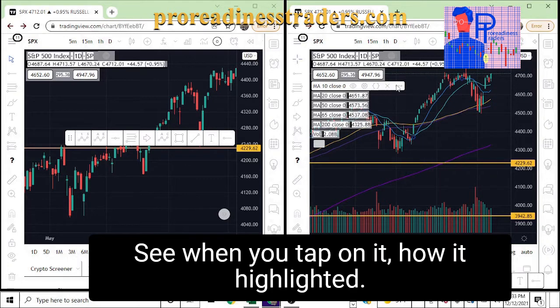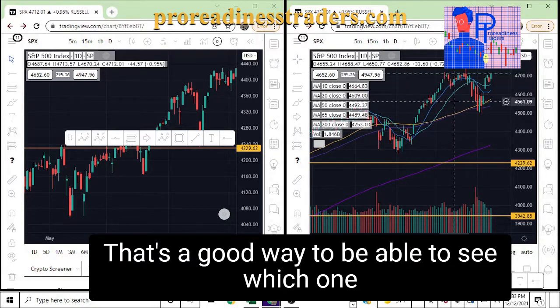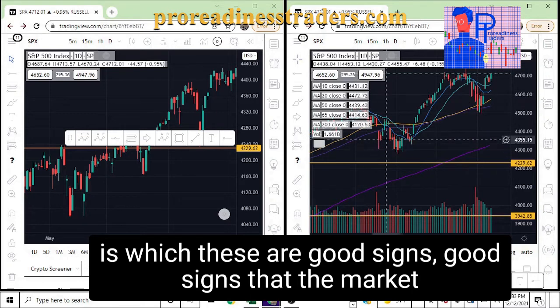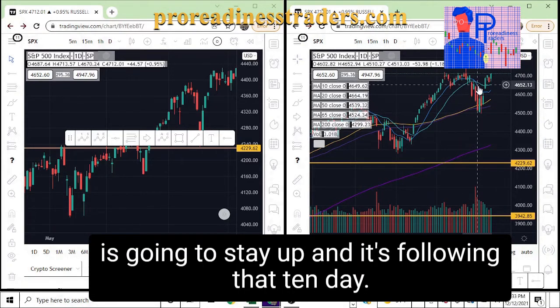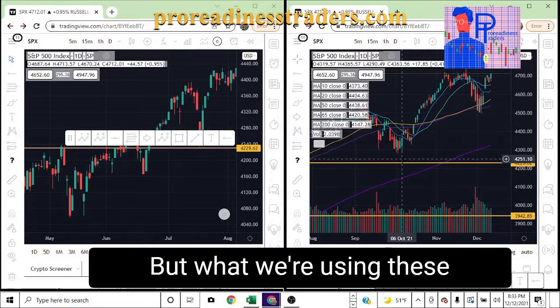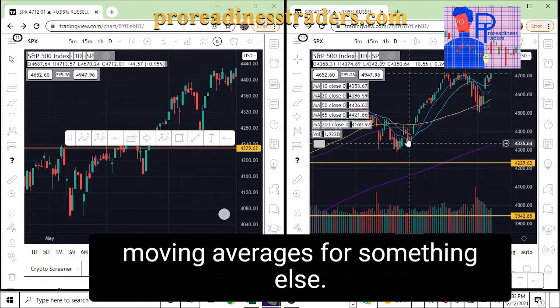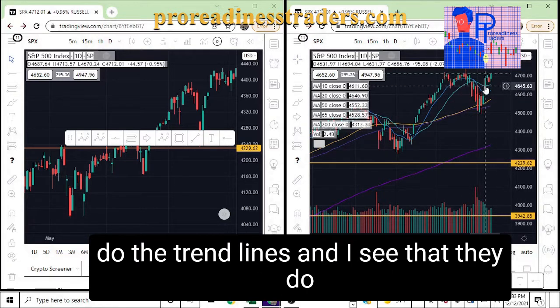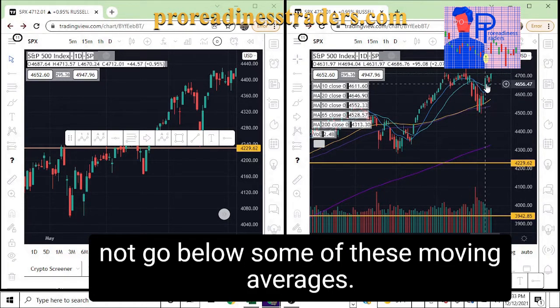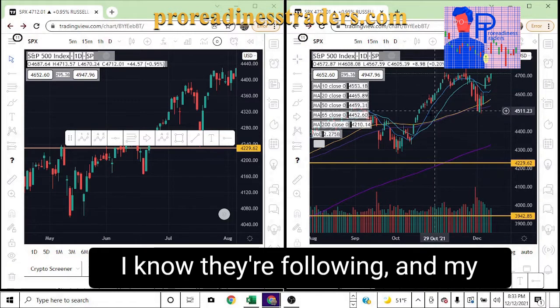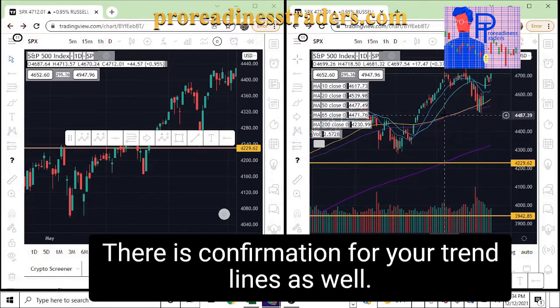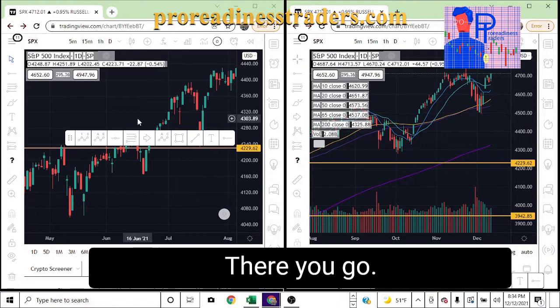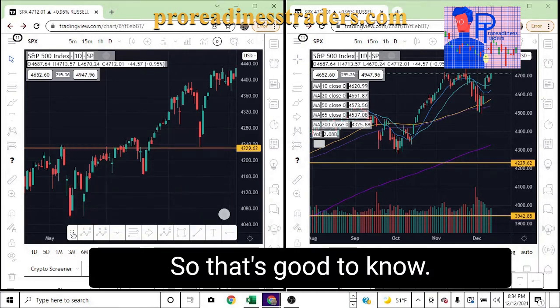See when you tap on it, how it highlighted? That's a good way to be able to see which one is which. So these are good signs that the market is going to stay up and it's following that 10-day. But these are what we're using these moving averages for, something else. I don't really rely on these moving averages when I do trend lines and I see that they do not go below some of these moving averages. And I know they're following, and my trend is doing the same thing. There is confirmation for your trend lines as well. There you go. So that's good to know.